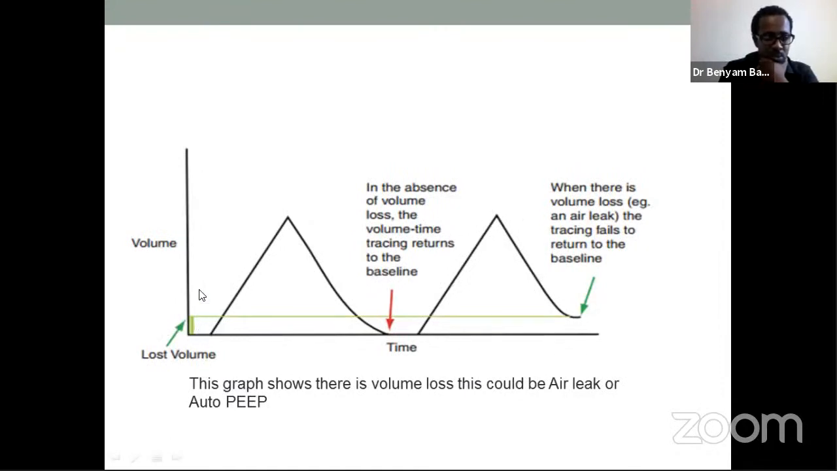So it will also tell us if there is any leakage or trapping. Usually the volume that we deliver should be removed till the end. So if there is some lost, we'll be able to see it on the graph. This could also be an air leak or auto PEEP.